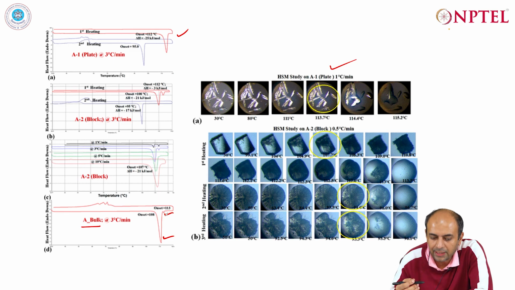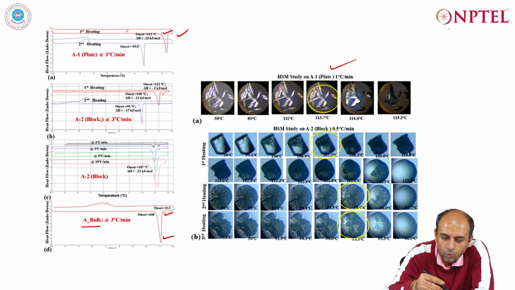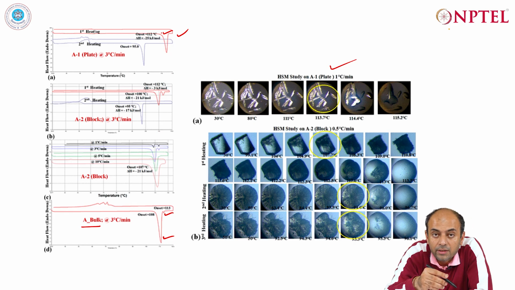Now we do the crystallization experiments and we separate out the plate morphology. So in the plate morphology, when we do the DSC experiments, in the first heating cycle you see that it melts at 112 degrees centigrade and then you cool. When you cool, you see that there is no recrystallization happening because of the thermal arrest. There is a hysteresis, the supercooled liquid does not immediately crystallize.